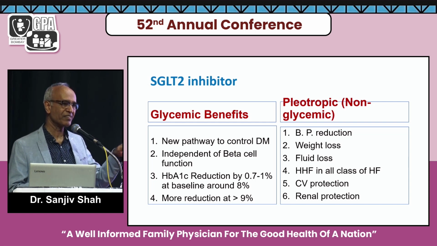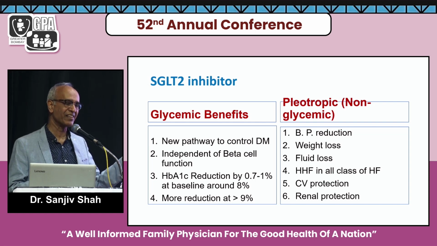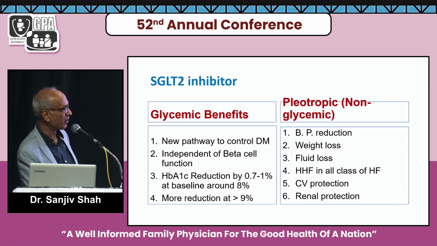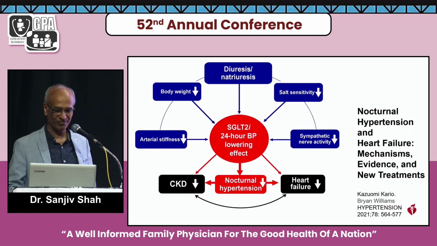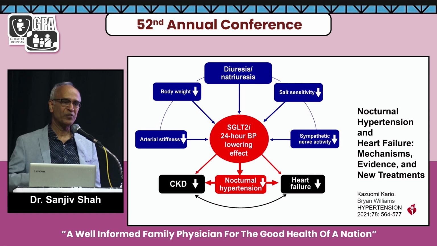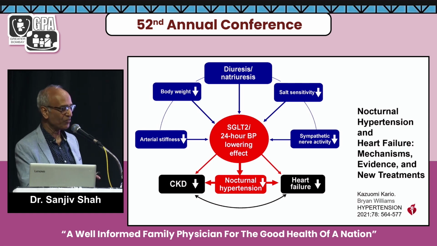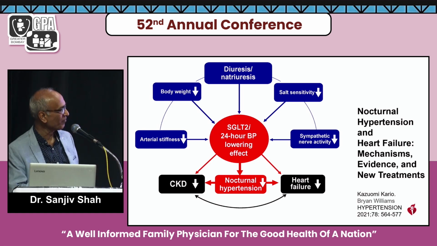It eliminates 70 grams of glucose, equal to 300 calories, equal to 20% of food, but only 3 to 4 kg weight loss in most people. But there is blood pressure reduction, fluid loss, heart failure benefit across all classes, CV protection, renal protection. I can't go into the details of it. You will get plenty of opportunity to learn, so I would go into a different topic.